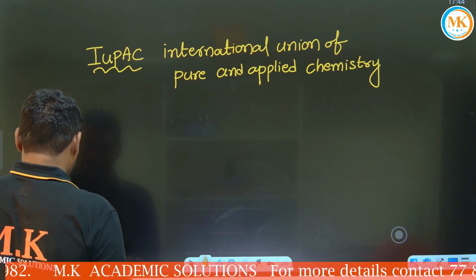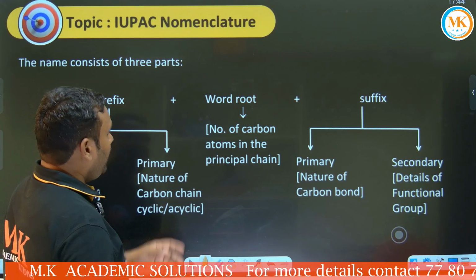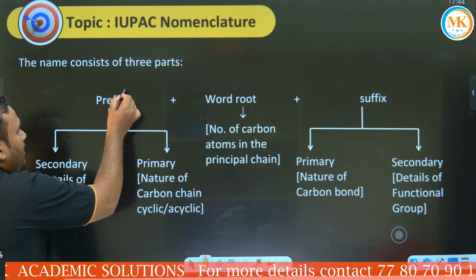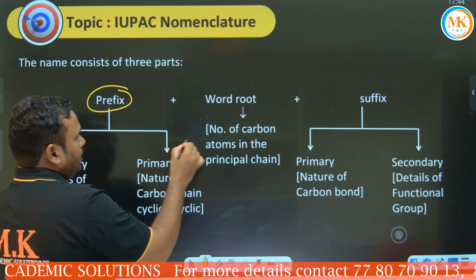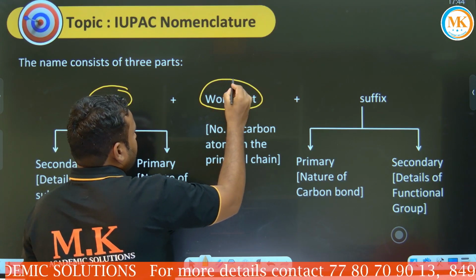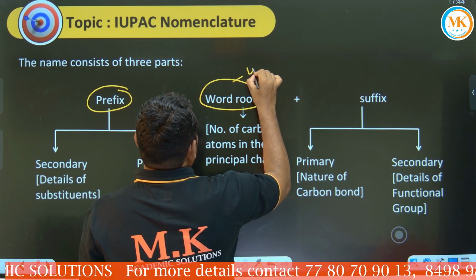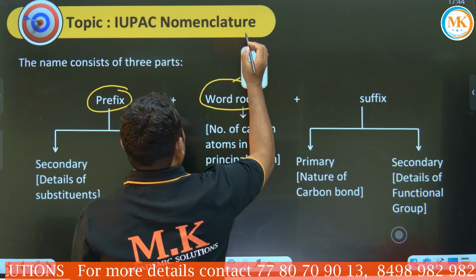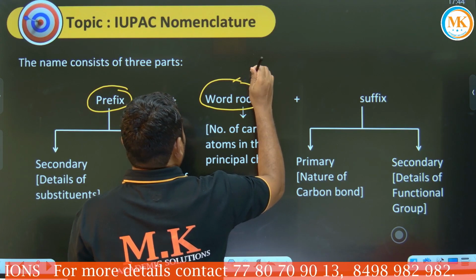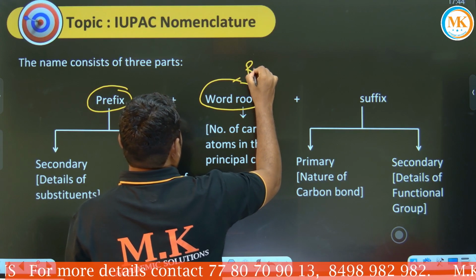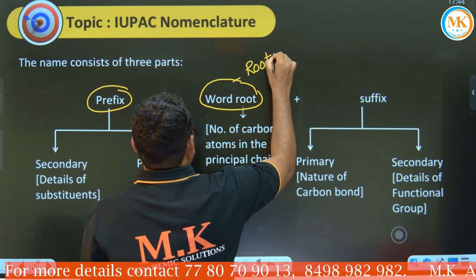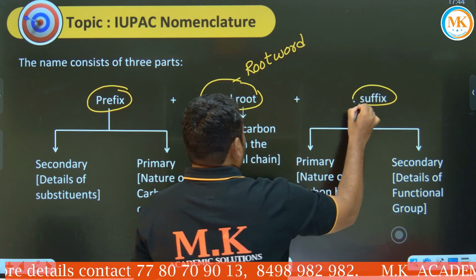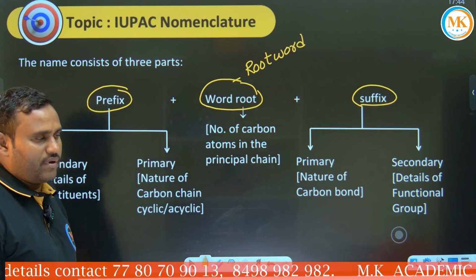The IUPAC name of an organic compound mainly contains three parts: prefix, root word (it is also called word root), and suffix. Now let us see them one by one.